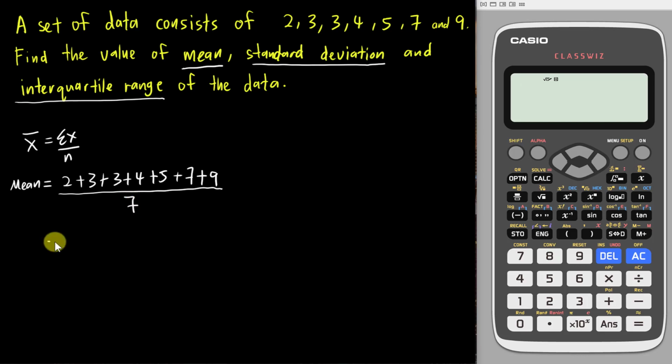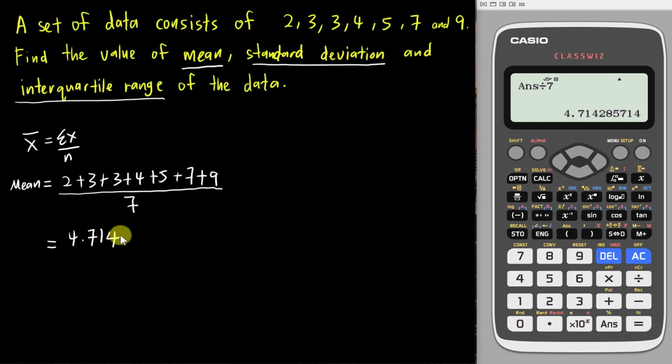Divided by 7. So therefore, I just use a calculator to do the summation. 2 plus 3 plus 3 plus 4 plus 5 plus 7 plus 9. This is the number I will get, which is 33, divided by 7. So I will just type divided by 7. Then I will get a decimal, which is 4.714. Alright, I guess 3 decimal places should be more than enough.